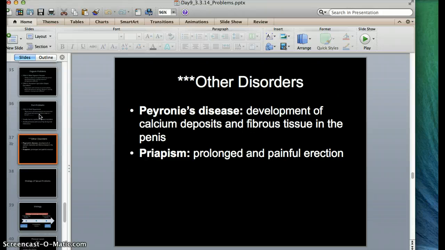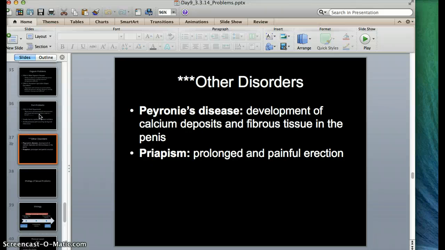I want you to remember there happens to be a question on the exam about these other disorders. So I encourage you to look at them. Peyronie's disease is often caused by injury to the penis, and it occurs primarily in older men, usually for no apparent reason, and it can be pretty painful. It causes a curvature in the penis that may inhibit erections or intercourse, and it's just a development of calcium deposits and fibrous tissue in the penis.